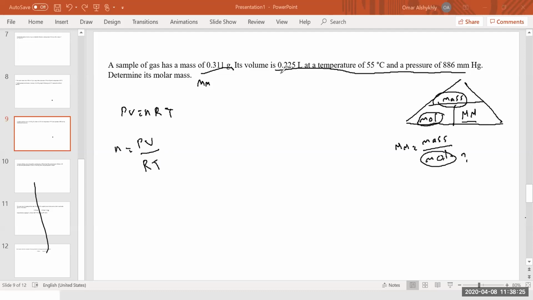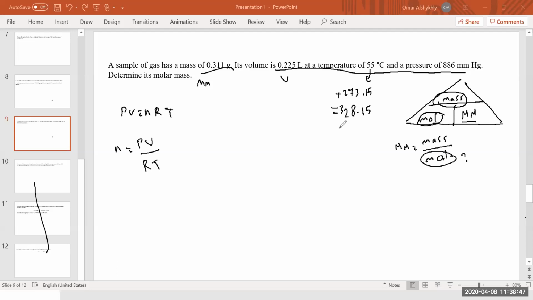Don't forget the unit, guys. So this is the temperature we are converting: 55 plus 273.15. It will give us 328.15.